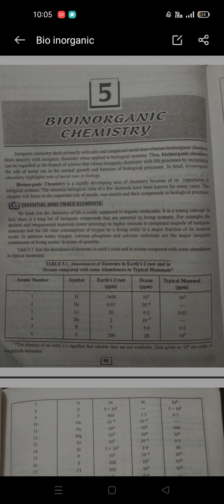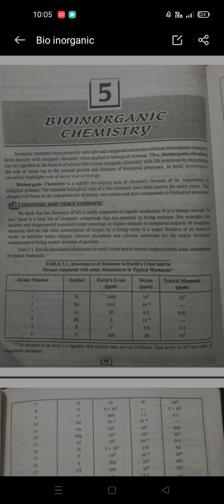Today I am going to prepare an audio record for visually impaired students on the topic Bioinorganic from Pradeep's Inorganic Chemistry Volume 3 by Dr. K. Bhasin. Now let's start the topic, Bioinorganic Chemistry.